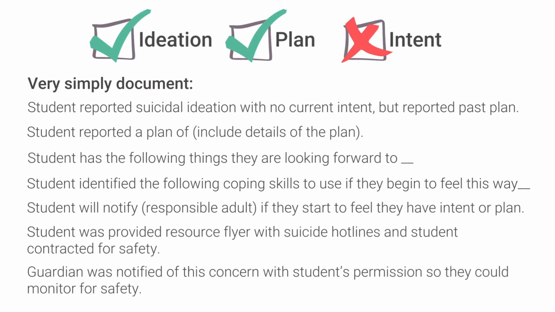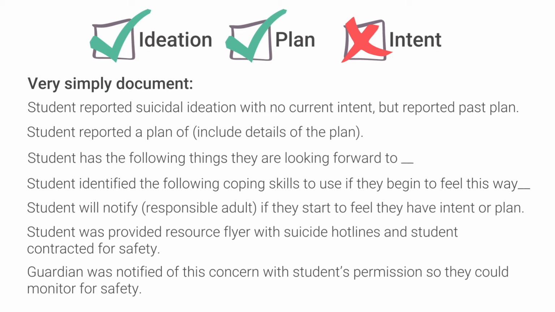So what do you do if a student reports ideation with no current intent, but does report a former plan? You're going to want to document this as well. Student reported suicidal ideation. They reported no current intent, but did report a plan in the past. Student reported a plan of blank. You're going to want to include details of the plan in that blank, as well as mitigating factors.